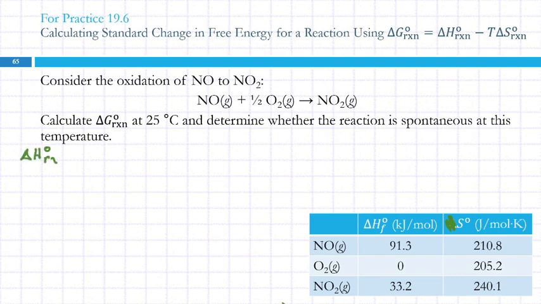So the standard enthalpy of this reaction is going to equal the heats of formation of the products minus the heats of formation of the reactants. So we're going to look at the product. There's only one, and these are kilojoules per mole. We need to multiply by moles. So this one, there's only 1 mole. So this is 1 mole times 33.2 kilojoules per mole. And that's the only product.